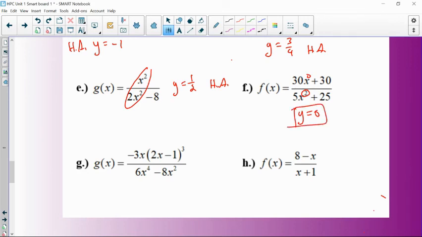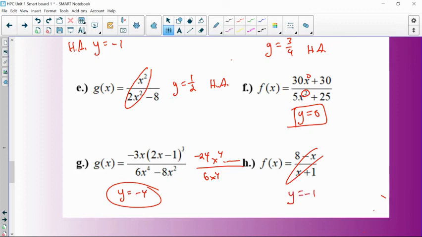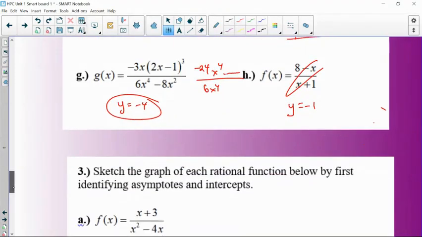Again, G is a little bit of arithmetic. If you cube 2, it's 8. And then times -3, so that's really -24. x to the 4th power would have been the lead term. Down here, 6x to the 4th power is the lead term. The x to the 4th powers would cancel, and so y equals -4 would be my horizontal asymptote. And the last one here, H, again, 1 to 1 ratio, so the asymptote is y equals -1.